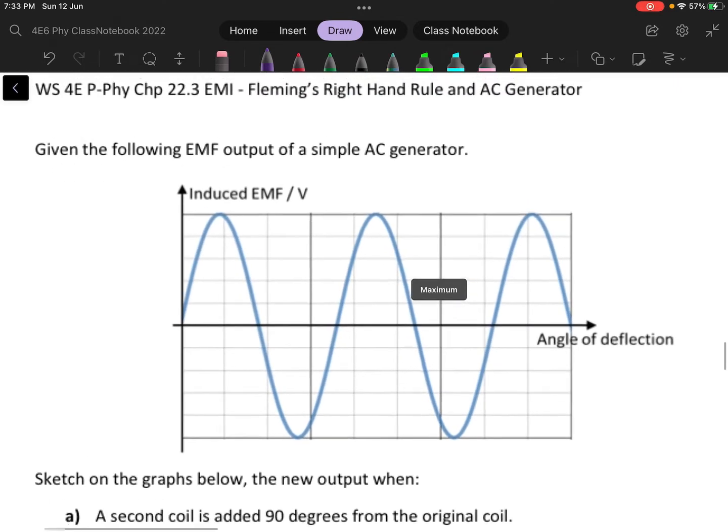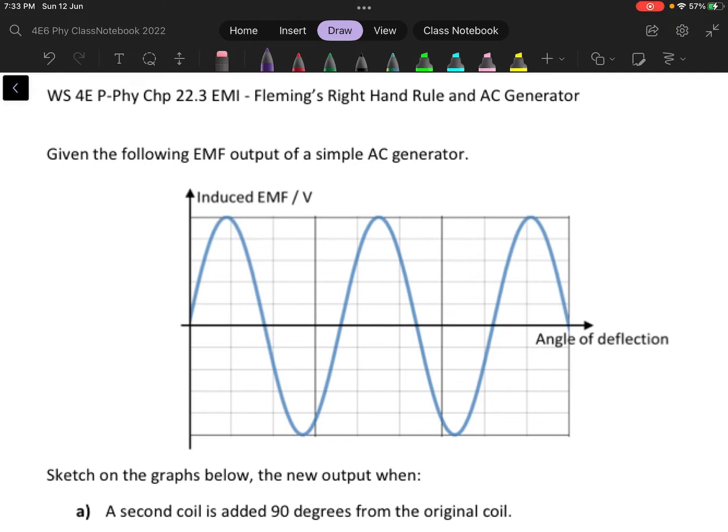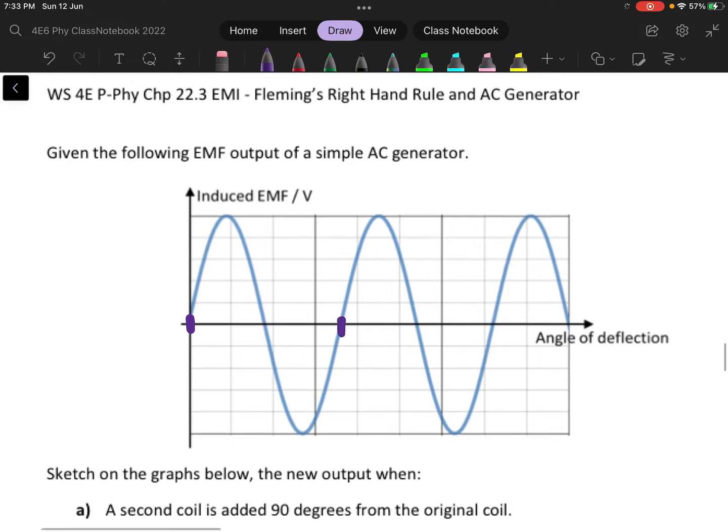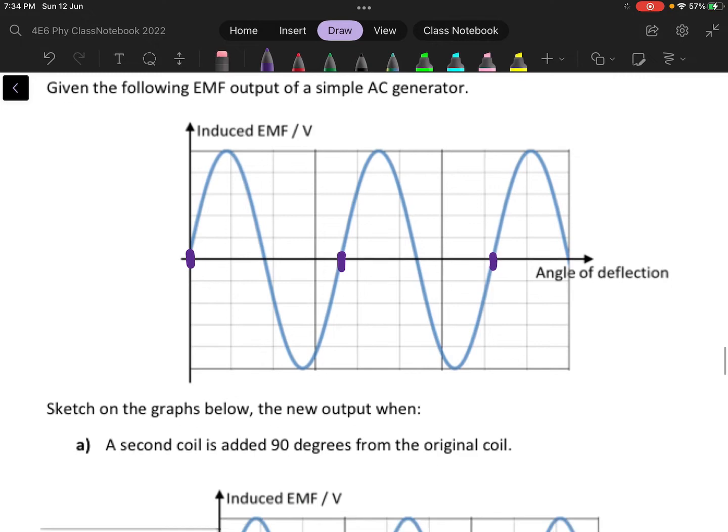So for example, here I have the stem of the question, which tells you that I have a certain EMF output as the angle of deflection is changing. So they didn't give you 0°, 90°, and so on. You need to be able to deal with this. So most likely you should know that this definitely will give you one rotation. So here you can already see that this graph involves 3 complete rotations of the AC generator coil, right?